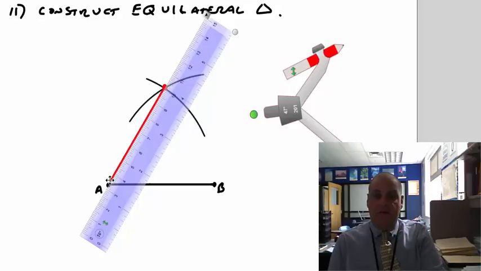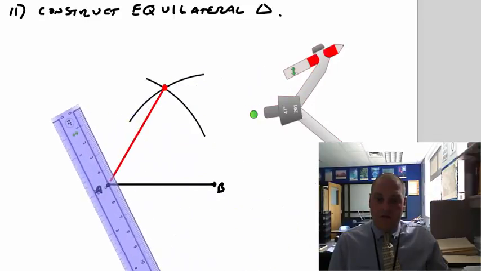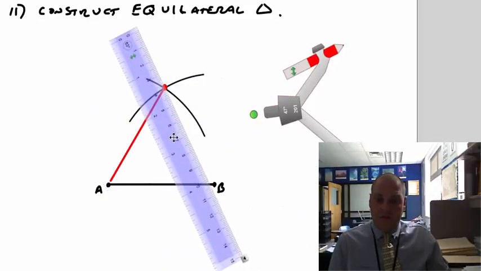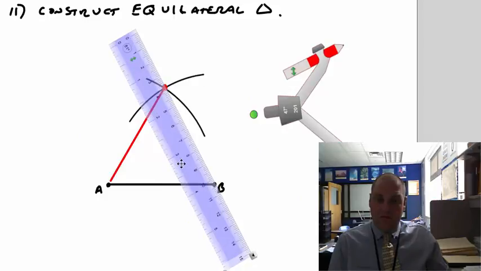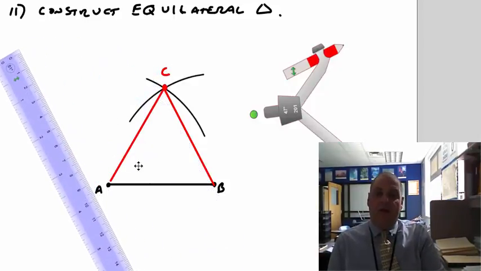All right, connect A to B, and then again with my straight edge, I'm going to connect from B to C. So I have C, and that is my equilateral triangle right there. You got to have the arcs to show that you measured. If you don't have the arcs, you don't have a construction.